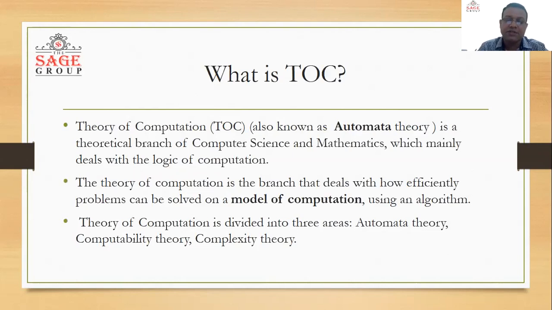After that, the question arises: what is TOC, or theory of computation? Theory of computation, sometimes also known as automata theory, is a theoretical branch of computer science and mathematics which mainly deals with the logic of computation. Theory of computation actually tells us how a problem can be efficiently solved on a model of computation. So we focus on the model of computation to solve a problem efficiently. This is what we are doing in this theory of computation.